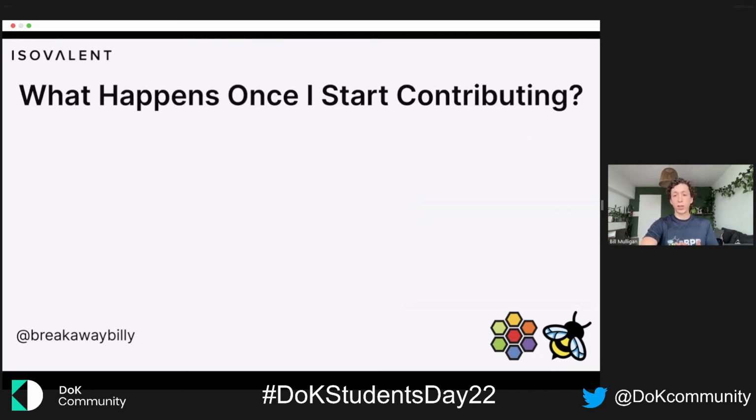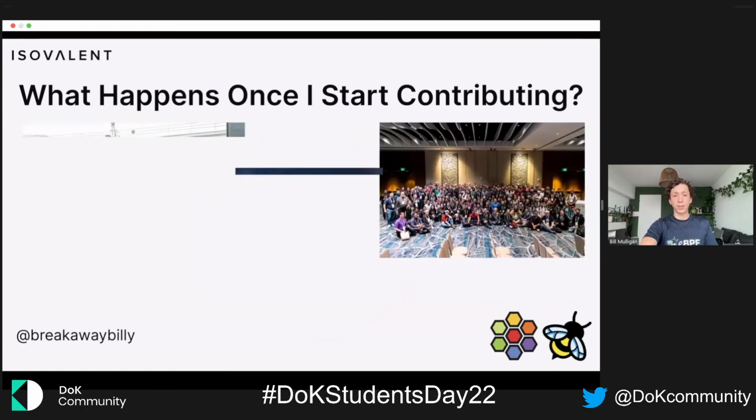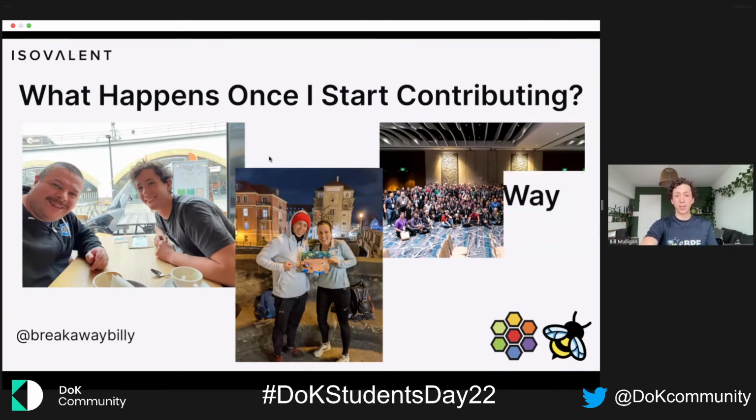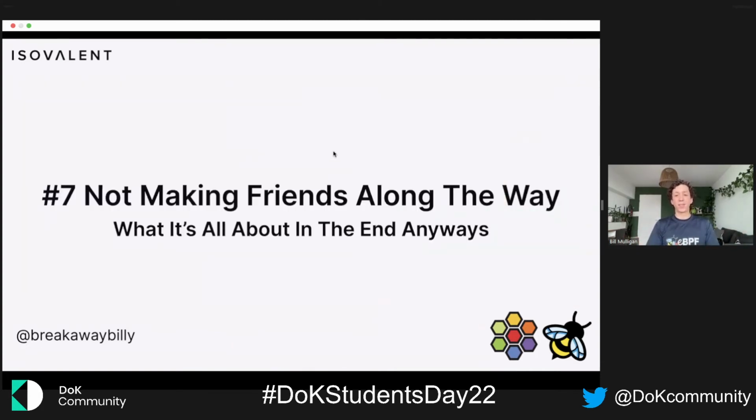And now, once you're actually contributing, what happens next? Well, I think you'll meet a lot of great people on the way, people like Bart, people like Carlos, people like Charlie, and lots of other people in the community. And so I think the number 7 mistake is not making any friends along the way, because at the end of the day, we're all human, and that's really what it's all about.